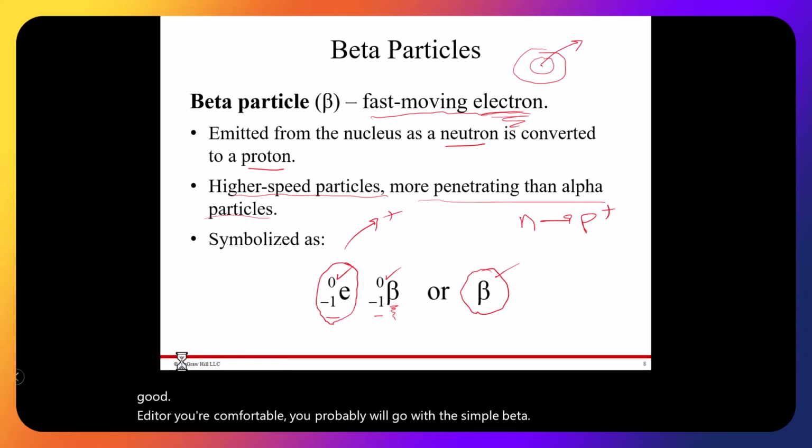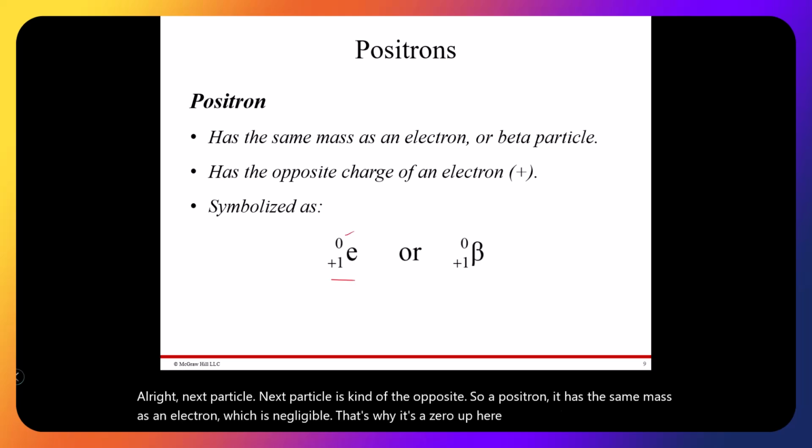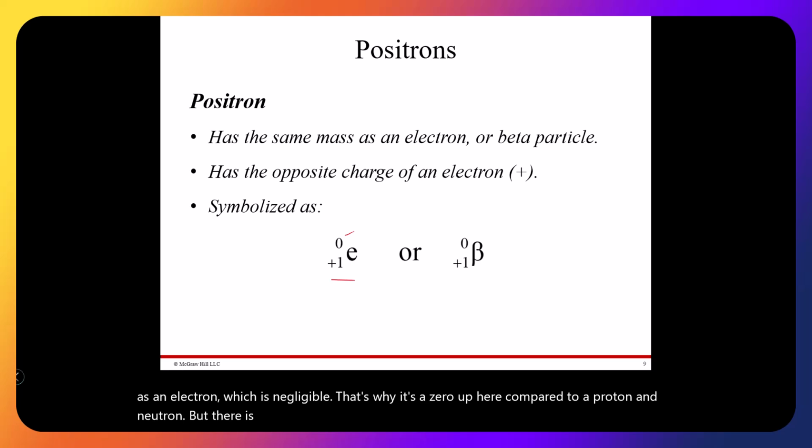All right, next particle. Next particle is kind of the opposite. So a positron has the same mass as an electron, which is negligible. That's why it's a 0 up here, compared to a proton and neutron. But there is a small amount of mass. I should have said that about the beta too. But it has the opposite charge. It's a +1.